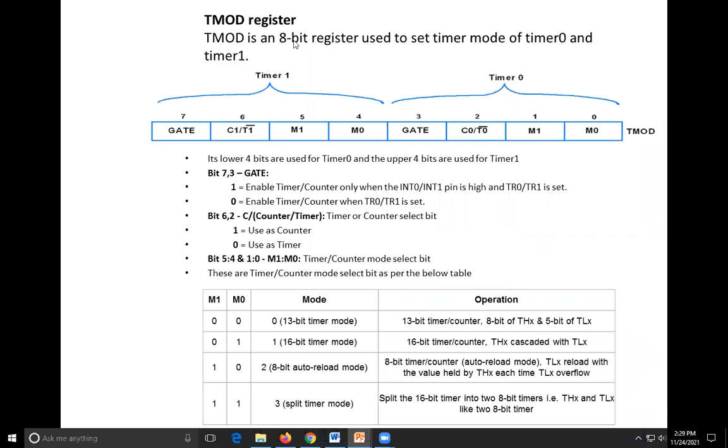Next, this is the TMOD register. It is used to set the mode of the timer, and whether the timer acts as a counter or as a timer. The gate bit is used to select software or hardware control. If it is enabled, it is an external timer; if it is 0, it is an internal timer. Depending upon that, we have to set the value of TMOD. Again, these are the 8-bit modes, M1 and M0. The modes are 13-bit, 16-bit, auto reload, and split mode.